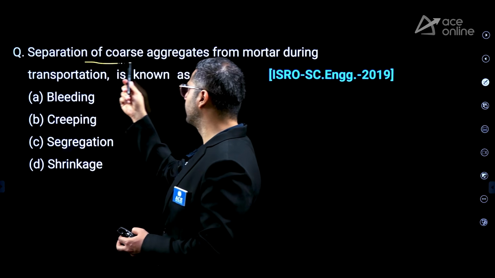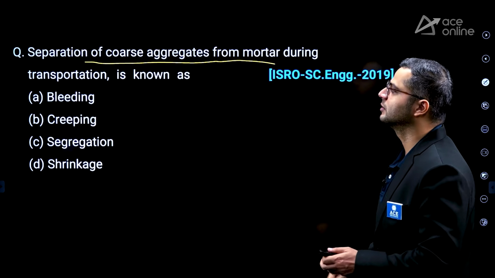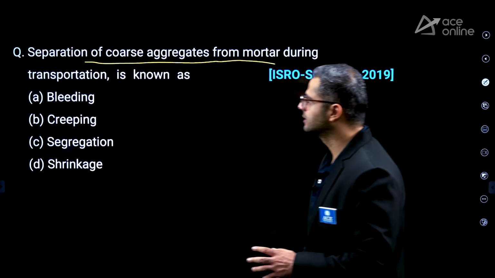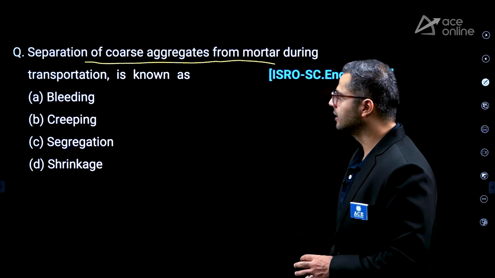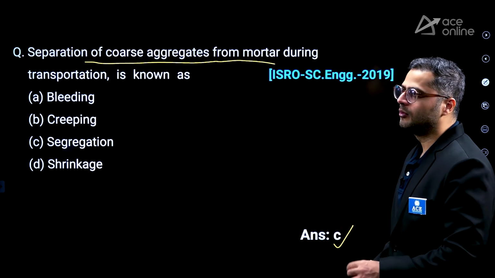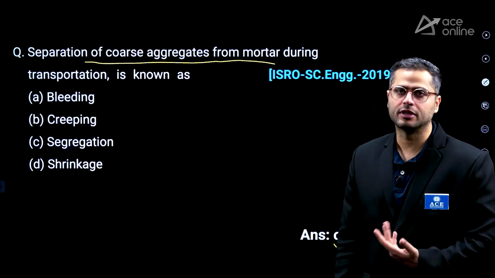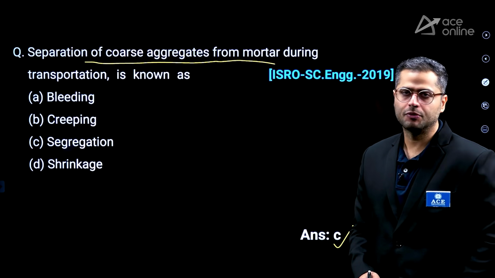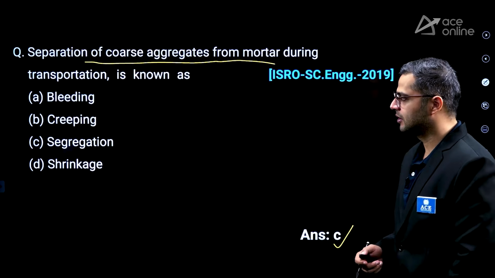Now, separation of coarse aggregates from the mortar during the transportation is known as what? It will be called segregation, right? This generally happens whenever the water amount is high and you have not controlled the amount of water which is present inside the mix of mortar.